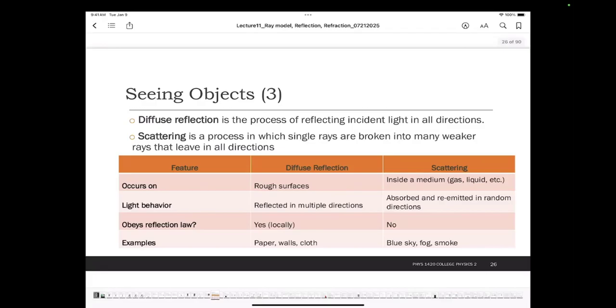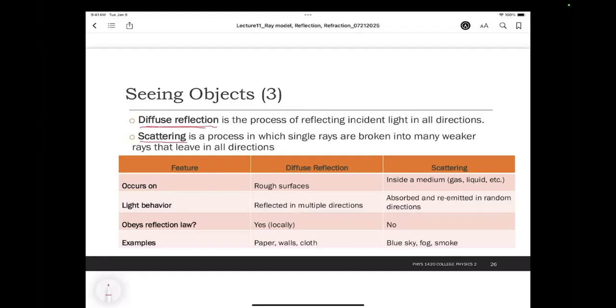And let's talk about two different phenomena. One is diffuse reflection. It is the process of reflecting incident light in all directions. And there is another one we call scattering. It is a process in which single rays are broken into many weaker rays that leave in all directions. But some students may have the question, what's the difference between diffuse reflection and scattering? There are some differences.